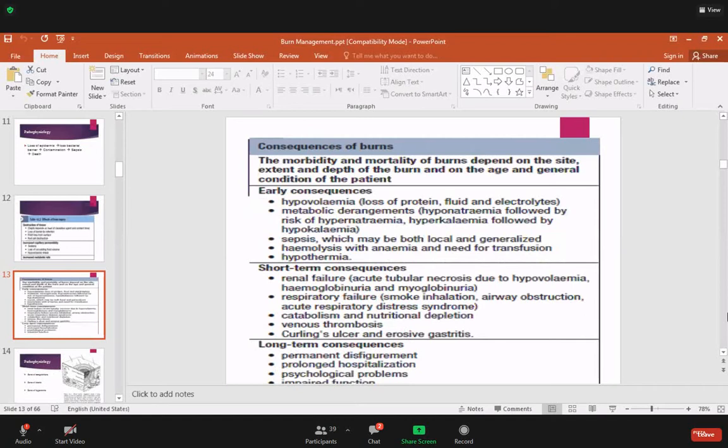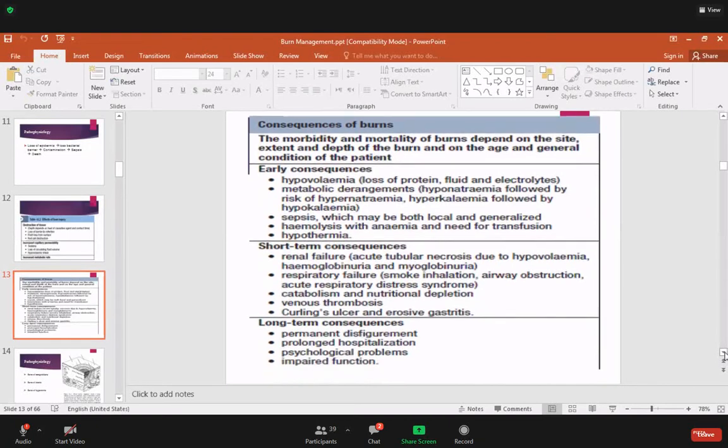This is just a revision of all the things we have discussed. Now, there are early consequences that we have already discussed, hypovolemia and sepsis. Short-term consequences can be renal failure because of severe shock and severe hypovolemia. It could be respiratory failure because of inhalational injuries. It could be catabolism and nutritional depletion because of inadequate nutritional replacement after the burn. Venous thrombosis and curling ulcer or erosive gastritis. Long-term consequences can be permanent disfigurement because of the burn, prolonged hospitalization causing economic burden to the patient, psychological problems, and impaired function overall.